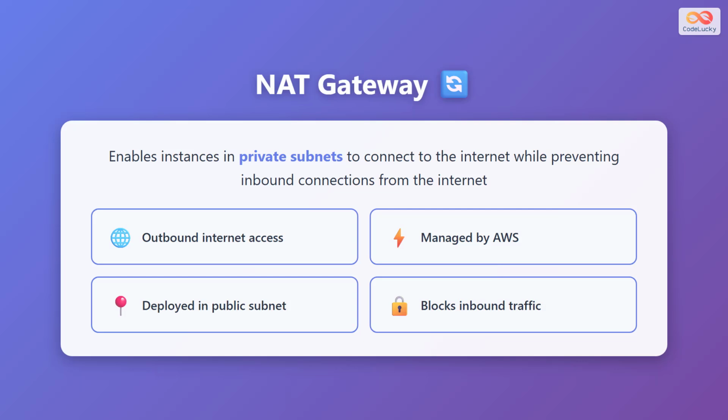A NAT Gateway enables instances in private subnets to connect to the Internet while preventing inbound connections from the Internet. This is essential for private resources that need to download updates or access external APIs. The NAT Gateway provides outbound internet access only, is fully managed by AWS so you don't need to maintain it, must be deployed in a public subnet, and blocks all inbound traffic from the internet. This keeps your private resources secure while still allowing necessary outbound connectivity.